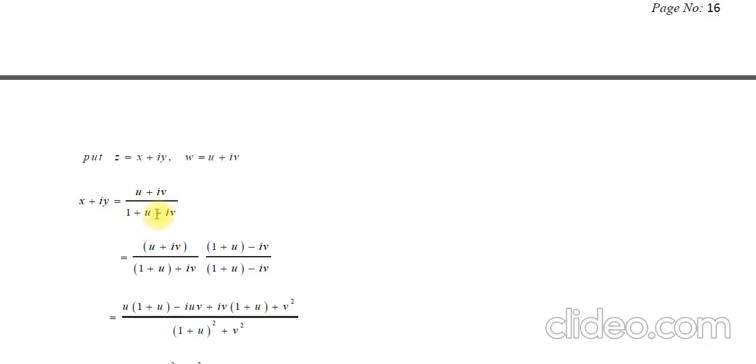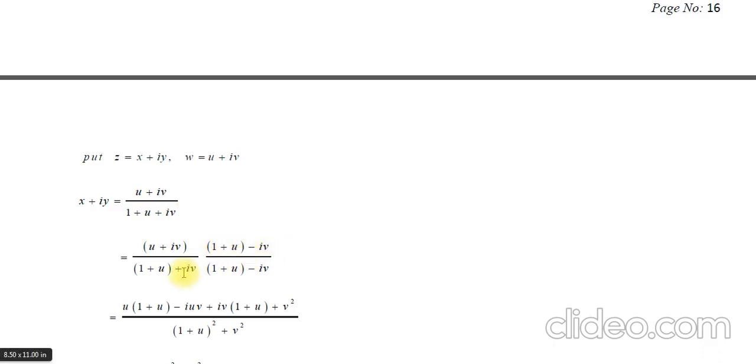See, if this portion, if plus iv is not there, the case is very simple. The real part will be u by 1 plus u, the imaginary part will be v by 1 plus u. But here I am having an imaginary number, that is a complex number, in the denominator. We have to eliminate the complex number in the denominator to bring anyone to the standard complex form. For that I should take the conjugate.